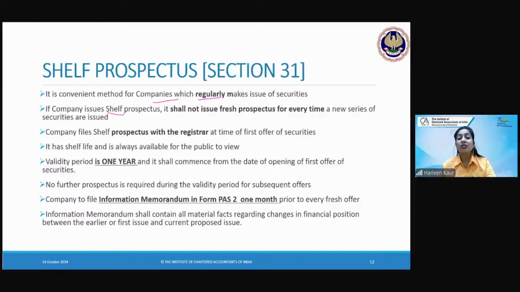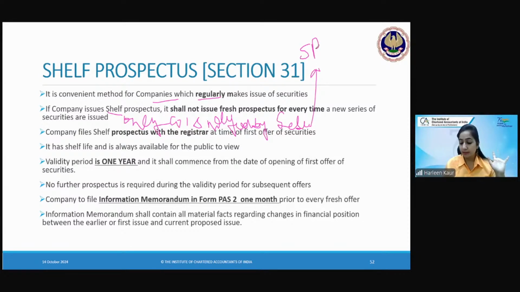If a company is issuing a shelf prospectus, who shall issue it? Only the SEBI will notify the companies. So only SEBI notified companies. Please write it down in your notes. Only the companies which have been notified by SEBI can issue a shelf prospectus. Everyone will write down: only the companies notified by SEBI shall issue a shelf prospectus.